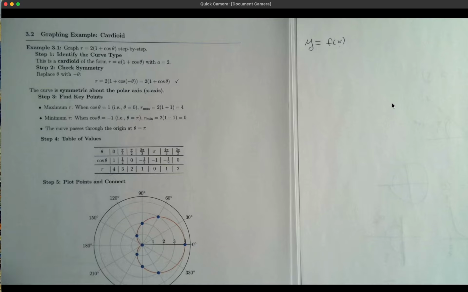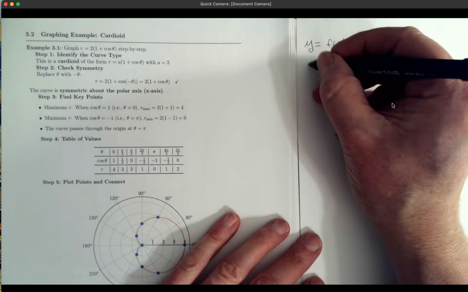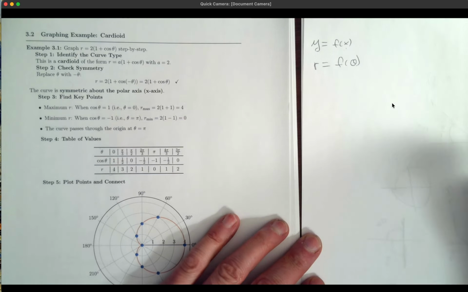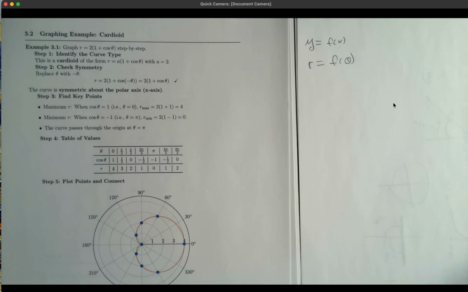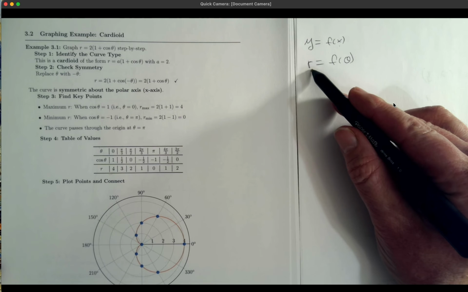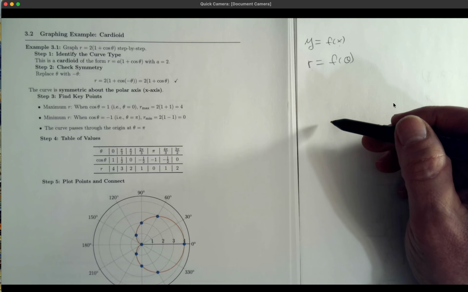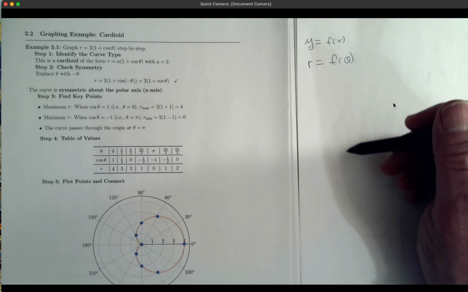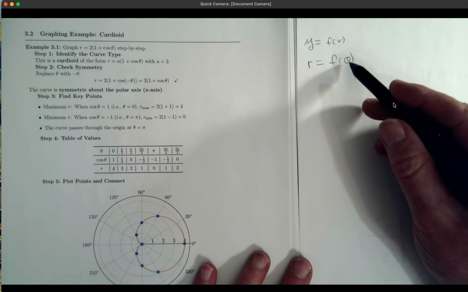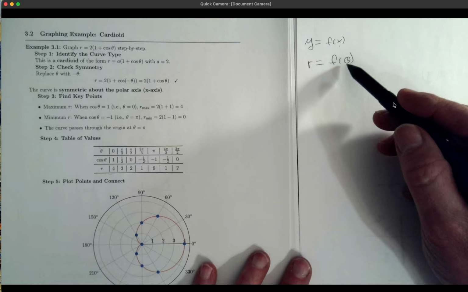Okay, what's new is r equals a function of theta. So all it's telling us is there's some kind of relationship between theta and r. You plug in a value for theta, and we get a value for r. And then we plot those points. It's basically going to be a one-dimensional graph because theta will vary in one dimension.